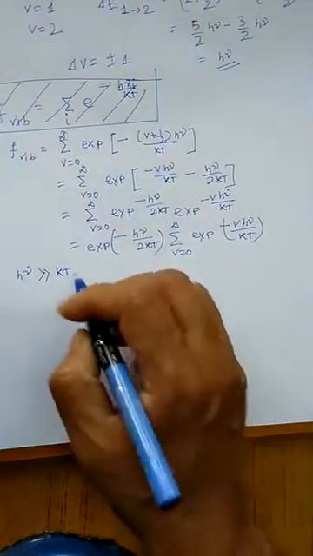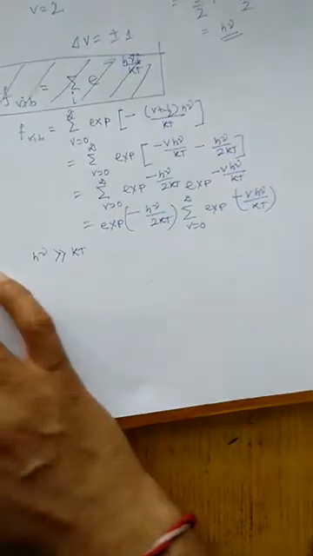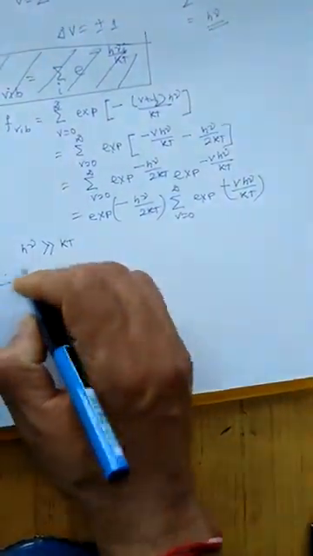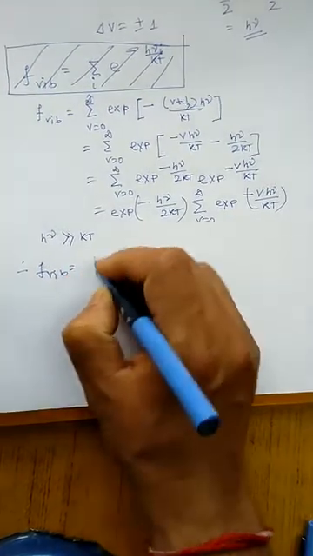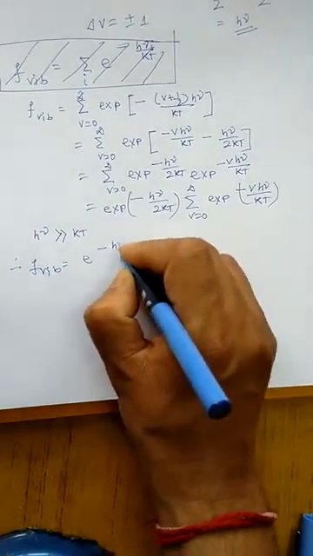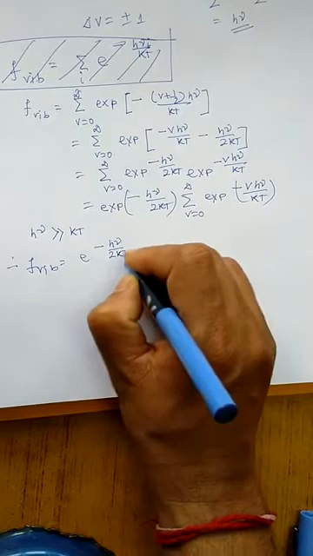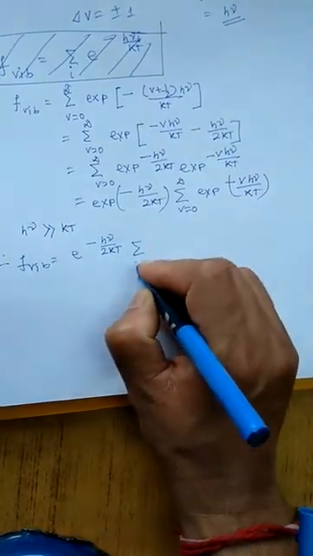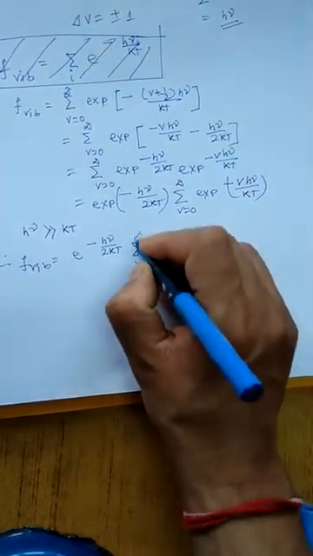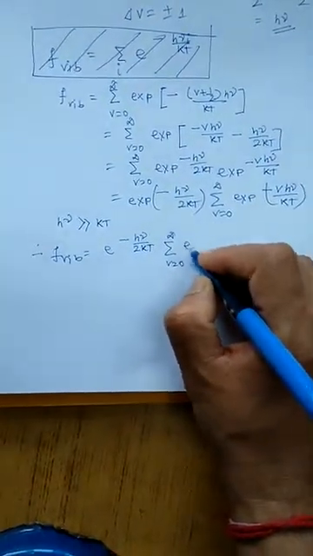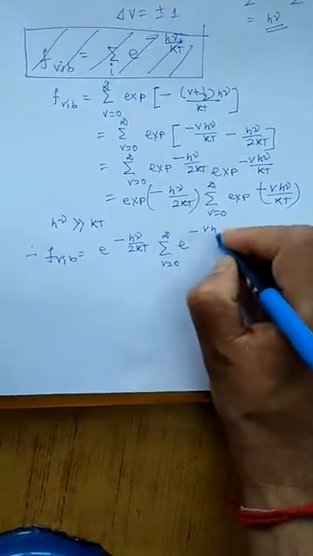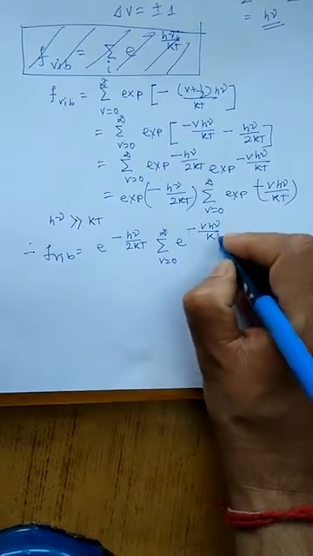So h nu is much greater than kT, hence the summation cannot be replaced by integration, and this f vibration becomes e to the power minus h nu by 2kT, which is outside the summation, and the sum over v equal to 0 to infinity of e to the power minus v h nu by kT is inside the summation.